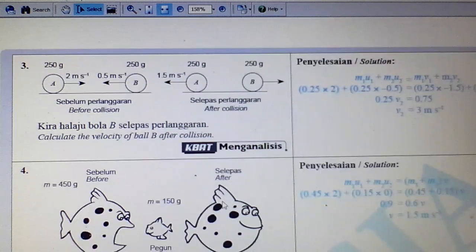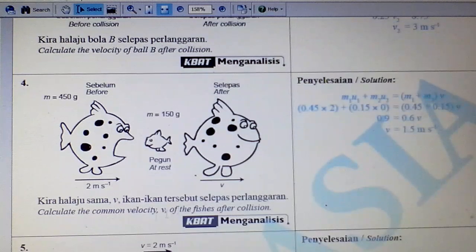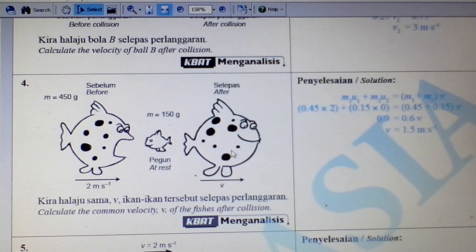Okay, number 4. Calculate the common velocity of the fishes after collision. This is before. The big fish swallows the small fish and they move, meaning the small fish is inside the big fish. Okay, so this is an inelastic collision. So you have the formula. Generally we can write it this way: m1 u1 plus m2 u2 equals bracket m1 plus m2 v, the common velocity, because they move together, like stuck together. The small fish is inside the big fish.